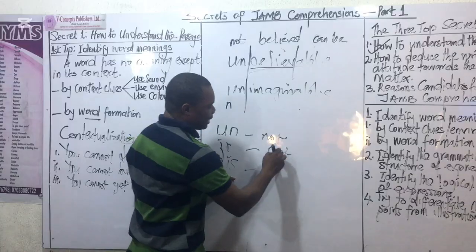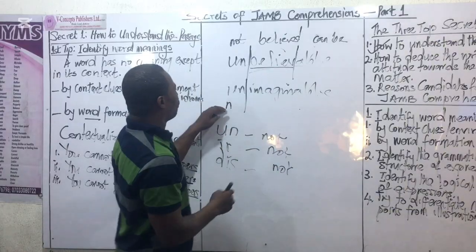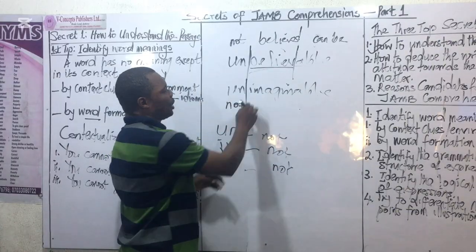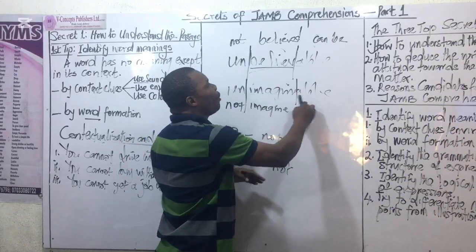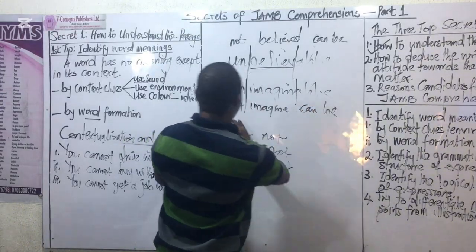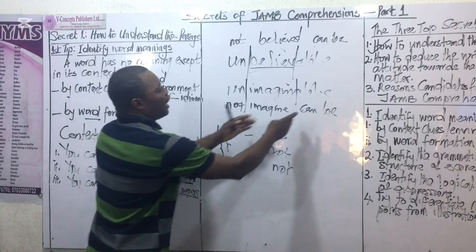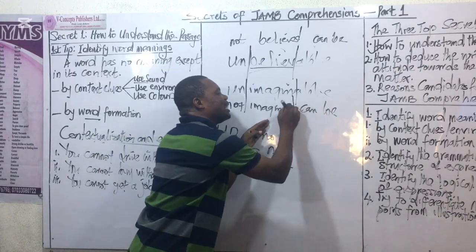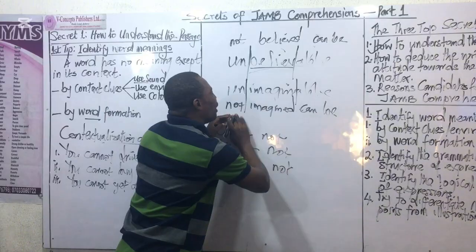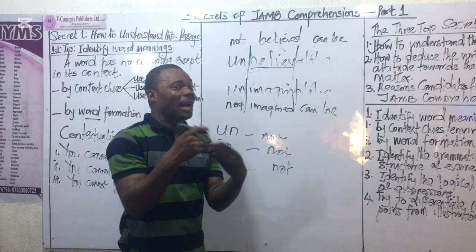So all things like this means what? Not. Now let's go. On here means not. Imagine means what? Imagine. Then able means what? Can be. So we are going to interpret this one as what? Cannot be what? To make it syntactically correct, you add your D. Cannot be what? Imagine. That is, you cannot imagine it.